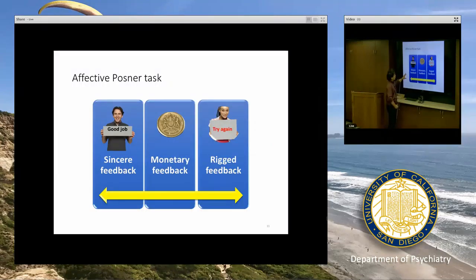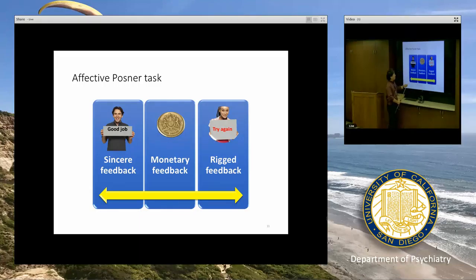So the next step, what we did is that we tried to use the frustrating non-reward as a task to see how they respond. And this psychological domain is a little bit closer to the idea of aggressive behavior, right? If you experience some kind of frustration, the emotional responses and the correlated psychological responses, we assume that they might be similar or correlated with aggressive behavior.